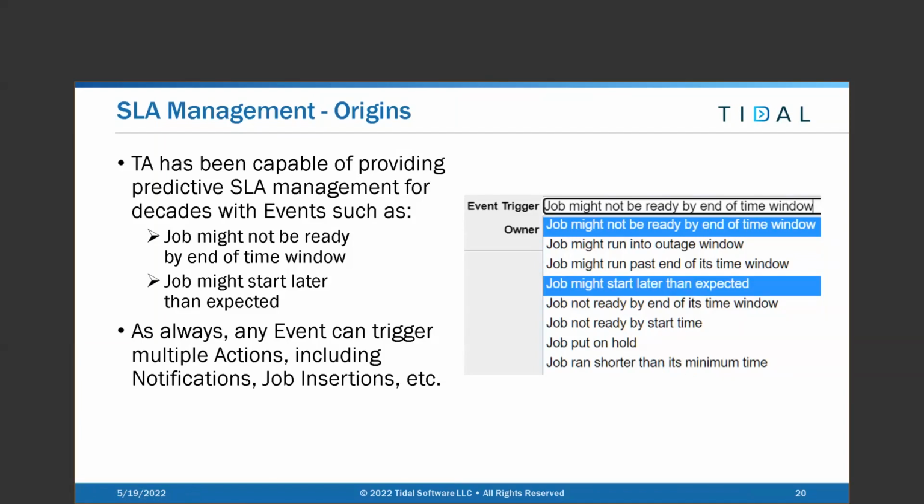So as always, any event trigger can trigger multiple actions, and these include mostly notifications with dynamically resolvable variables, but it can also be job insertions. It can even be opening up tickets to help desks, ticketing systems, or for example, via our ServiceNow adapter.